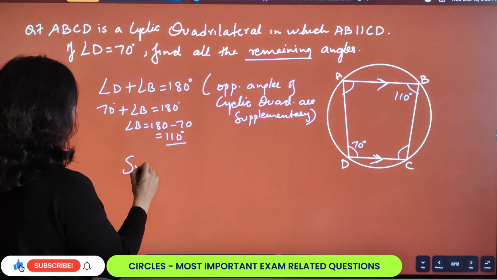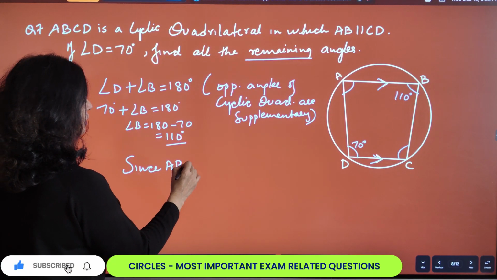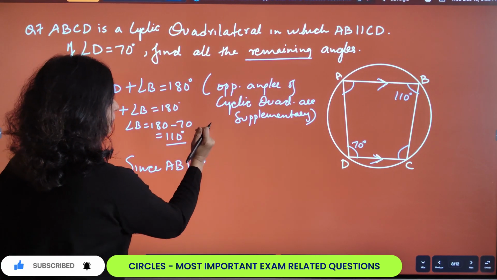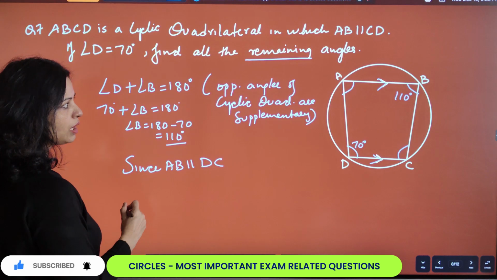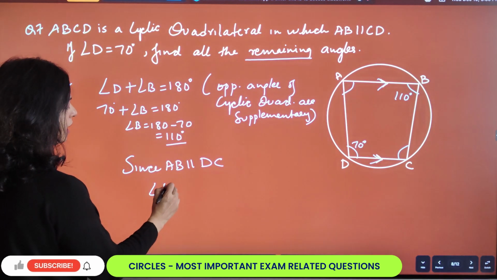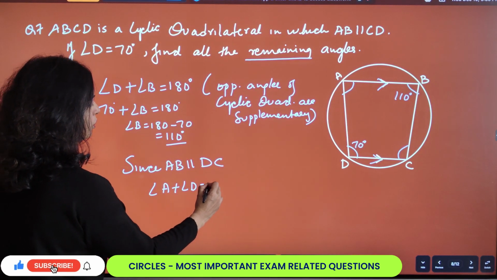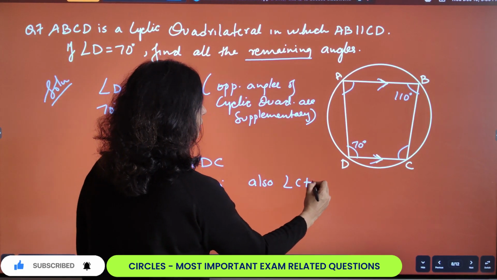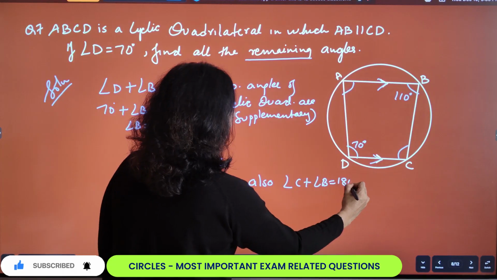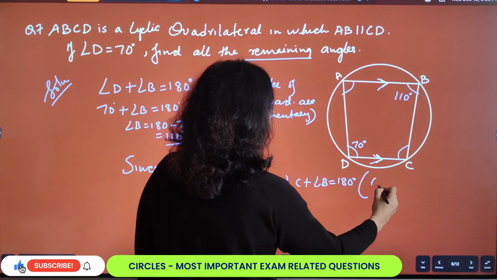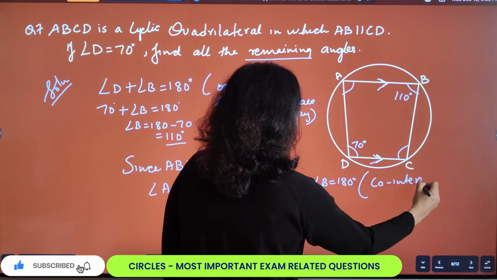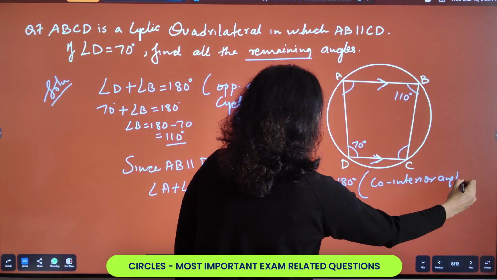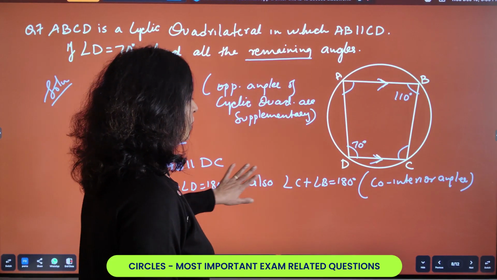Now what they've given us is that AB is parallel to DC. So we can say angle A plus angle D is equal to 180 degrees. Also angle C plus angle B is equal to 180 degrees. The reason is they are co-interior angles. So how is this possible?